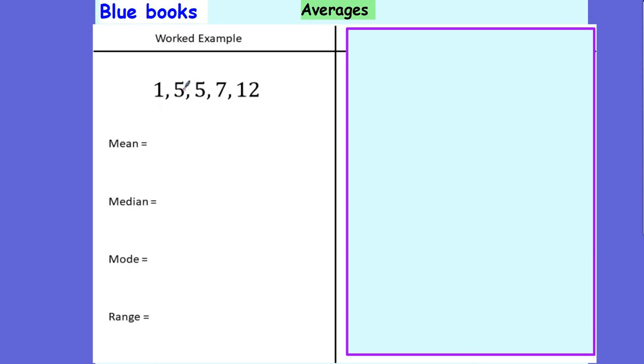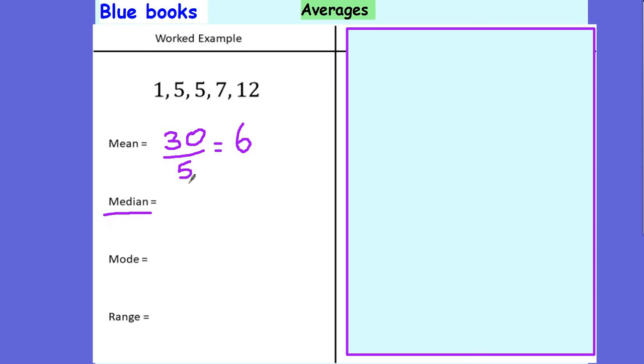So 1 plus 5 gives me 6. 6 plus 5 gives me 11. 11 plus 7 will give me 18, and 18 plus 12 will give me 30. That's the addition of all those numbers. I then divide by the number of numbers, which is 5. So my mean is 6.